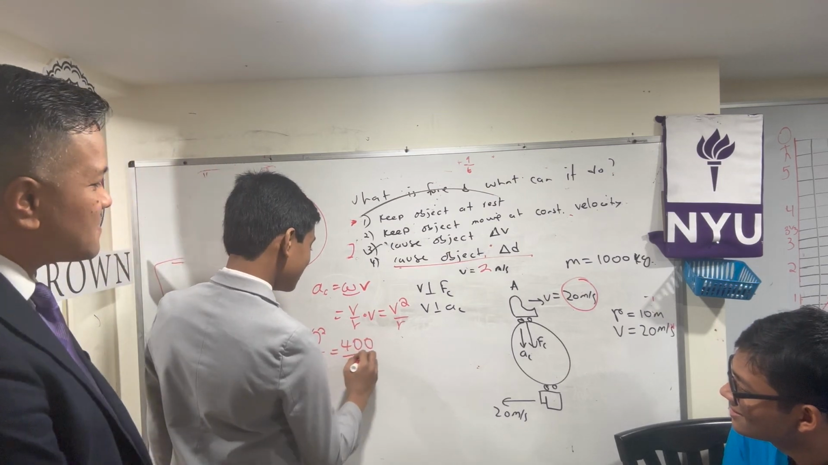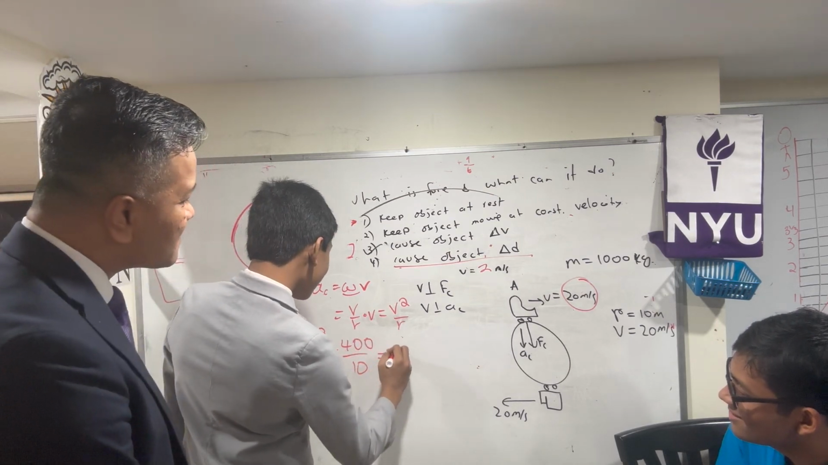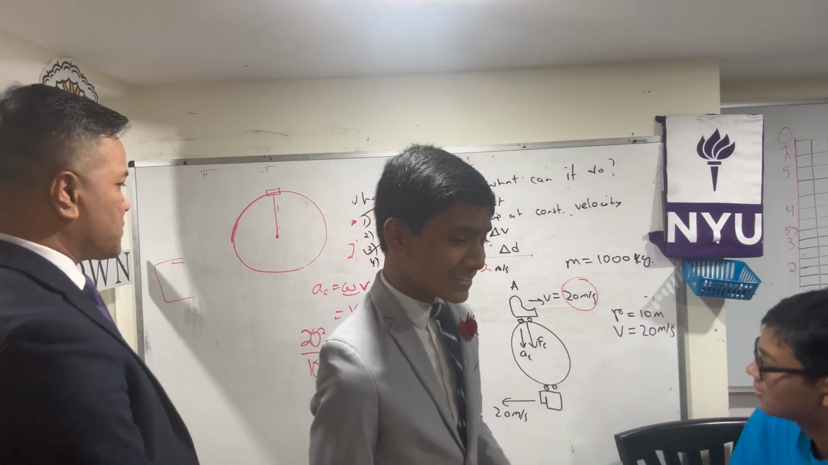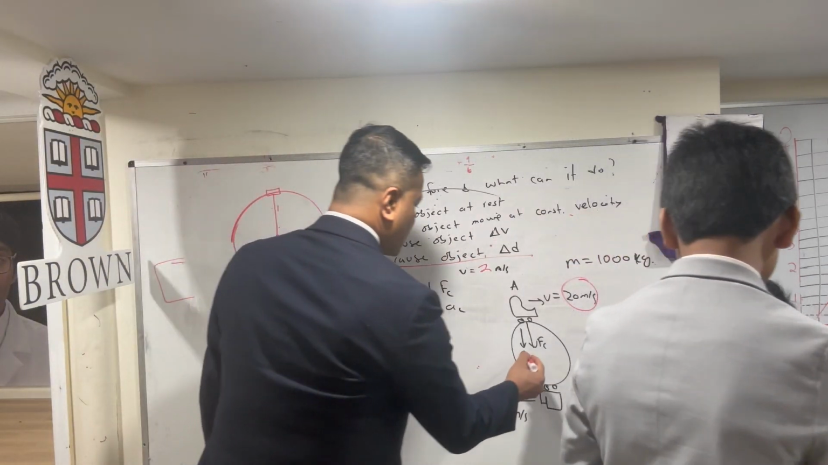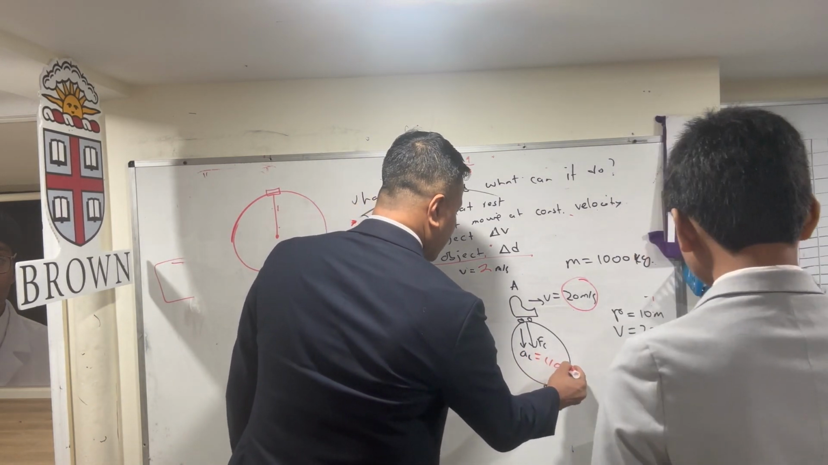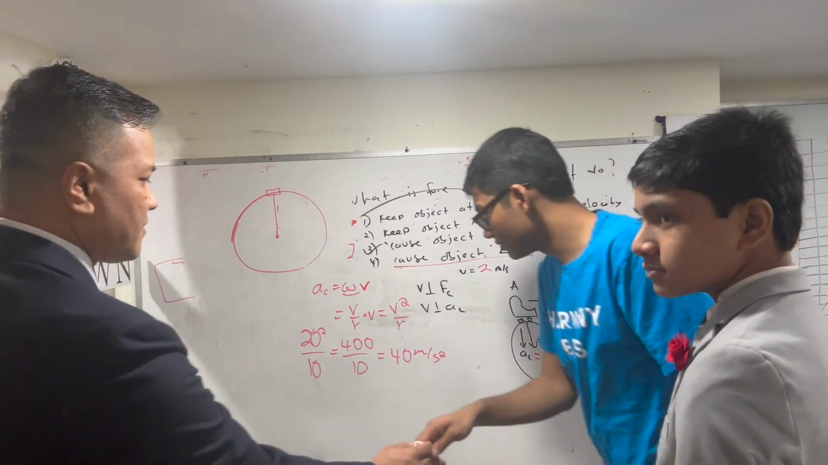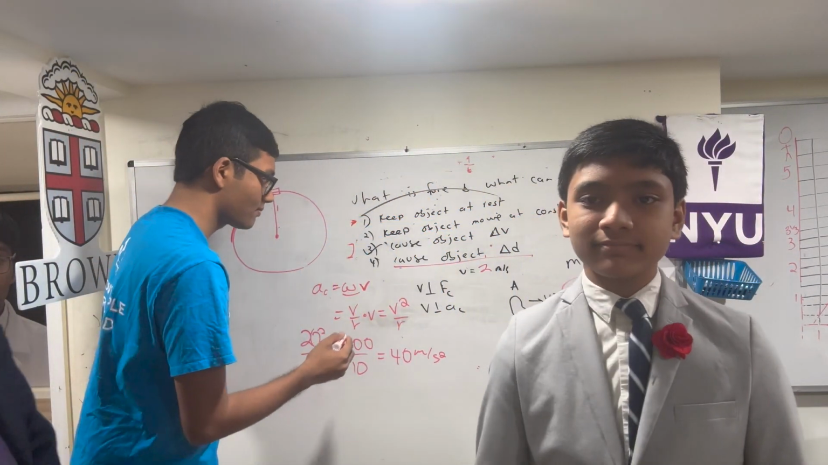This is 40 meters per second squared. All right, fine. Raf, can you find the force? Yeah, so the acceleration is 40 meters per second squared. Raf, can you find the force? Okay. So, Isaac, is it done?